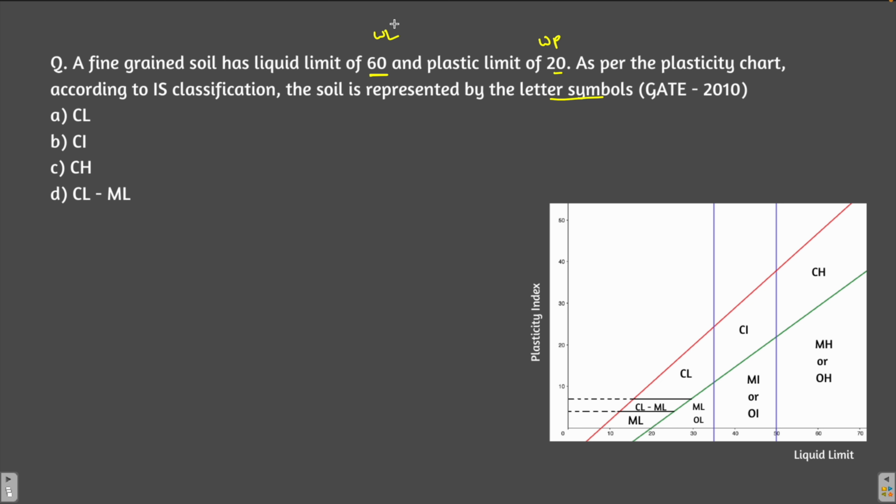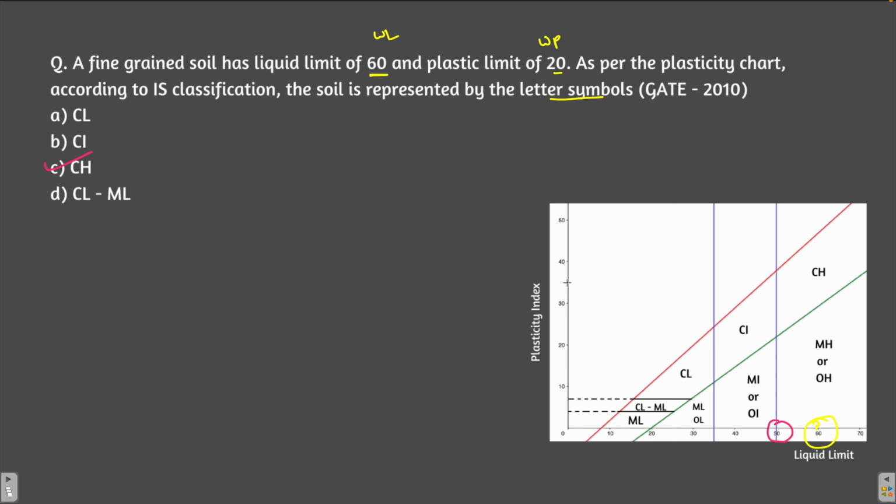See, we have to be very smart. The liquid limit is 60, that is greater than 50. So it is going to be something H, and everything is given in clay. So the answer is definitely going to be CH, clay with high plasticity, because it is given in the question the liquid limit is 60, and whenever the liquid limit is greater than 50, it is going to be high plasticity, right?